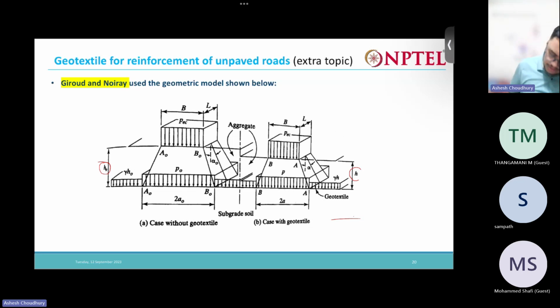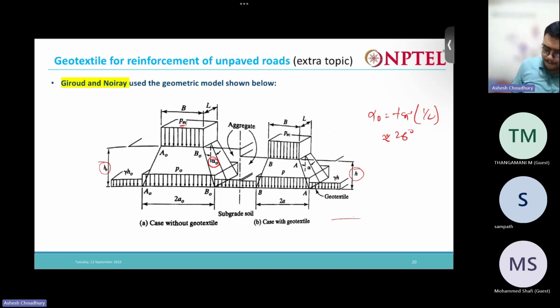So you can see here, PEC is nothing but the pressure that is coming from the tire of the vehicle. This PEC pressure is obviously spread out at an angle alpha naught. This alpha naught is generally taken as tan inverse of 1 by 2, approximately 26 degrees.